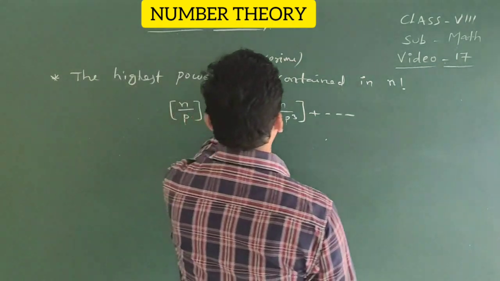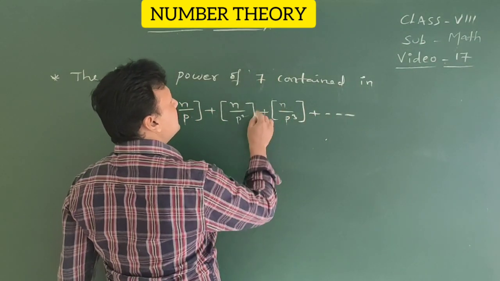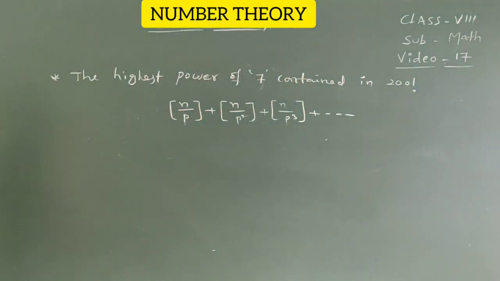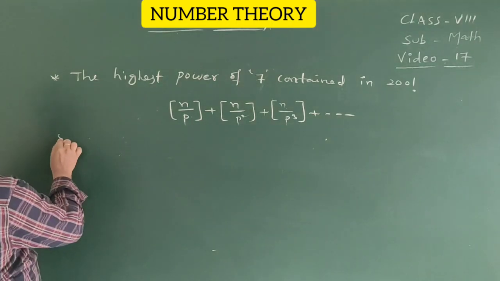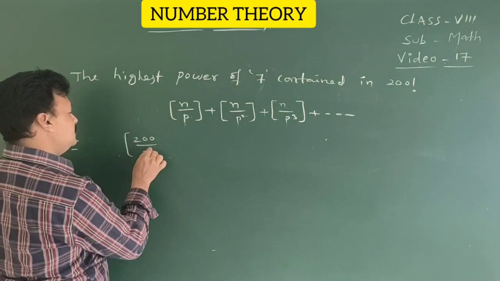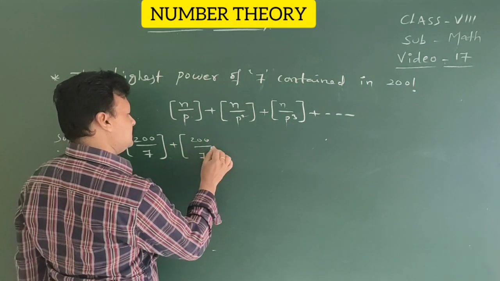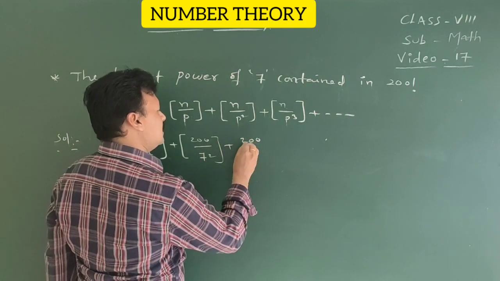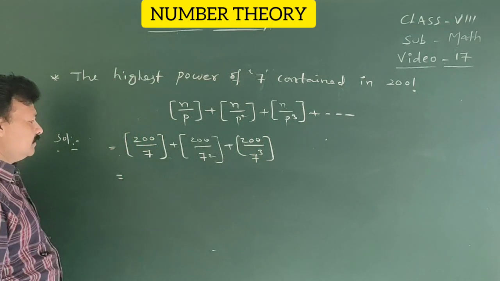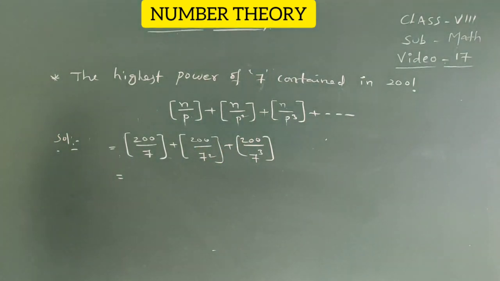The highest power of 7 in 200 factorial. Here n is 200, p is 7. Next 200 by 7, next 200 by 7 cube. Whenever the exponent crosses the numerator, at that situation you need to stop this process.